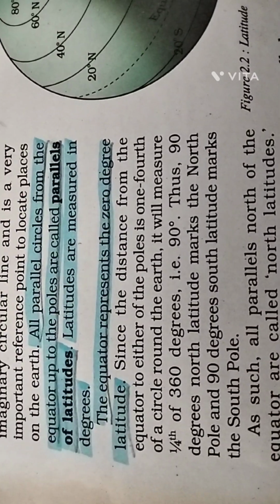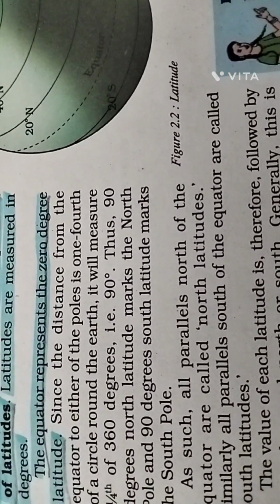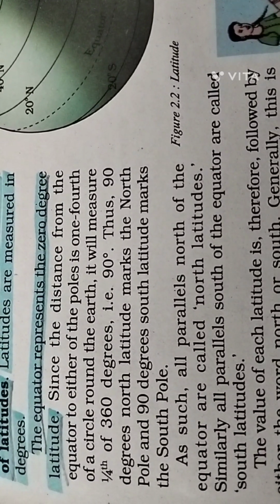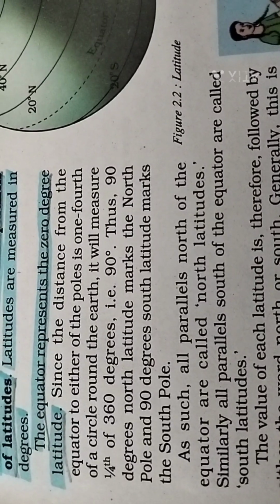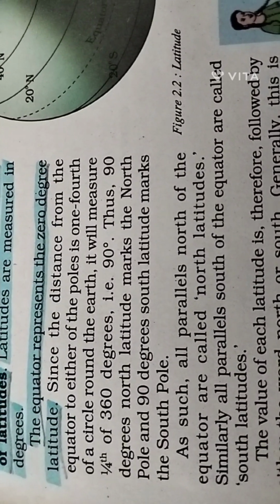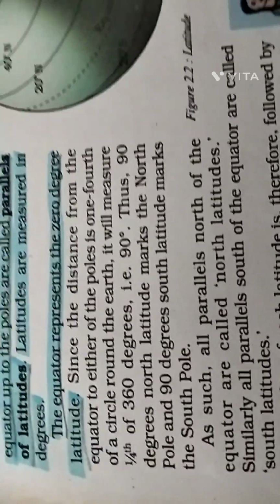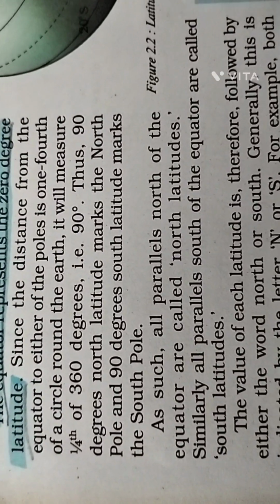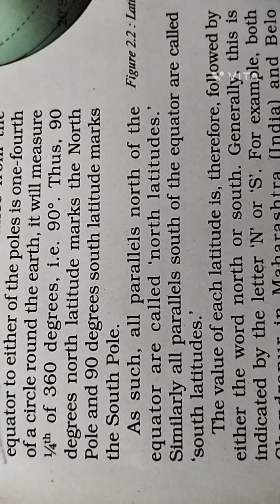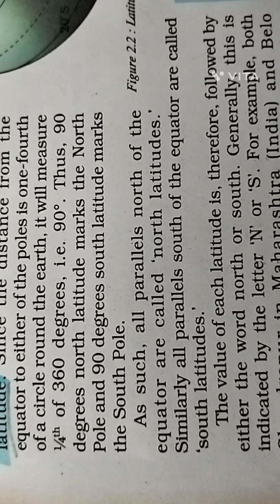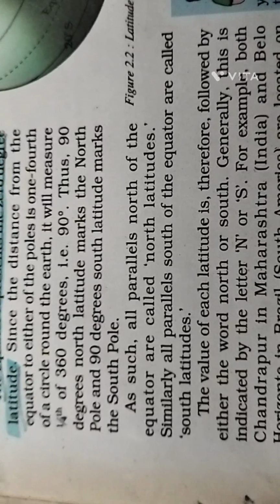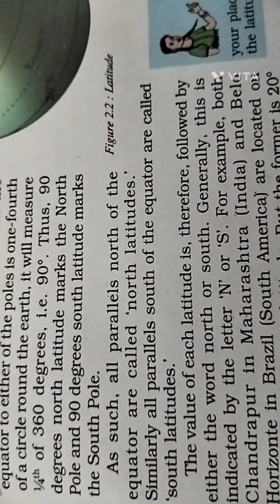Latitudes are measured in degrees. The equator represents the 0 degree latitude. Since the distance from the equator to either of the poles is one-fourth of a circle round the Earth, it will measure one-fourth of 360 degrees. 90 degrees north latitude marks the North Pole and 90 degrees south latitude marks the South Pole.